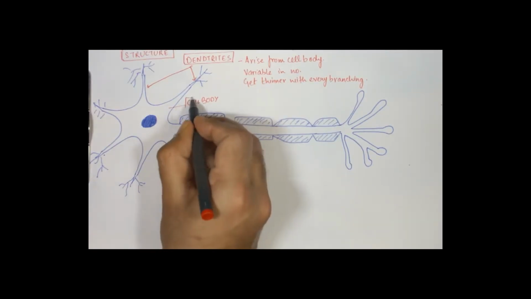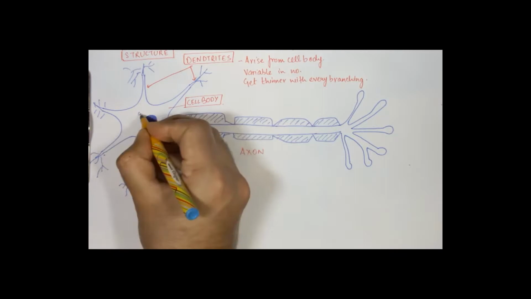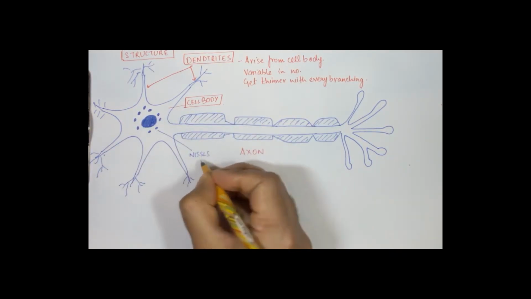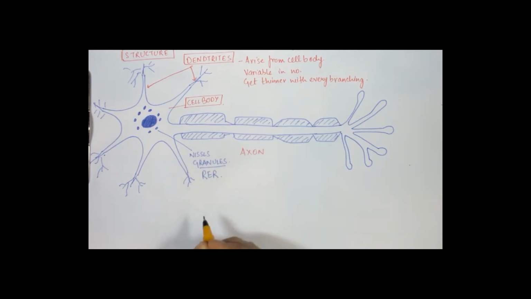Now talking about the cell body of the neuron, the cell body basically consists of all the typical cell organelles like the mitochondrium, endoplasmic reticulum, nucleus, cytosol, etc. One special type of organelle that is present in the cell body of the neuron are Nissl's granules, which are basically a collection of endoplasmic reticulum. These are the rough endoplasmic reticulum and they help in the protein synthesis of the neuron.